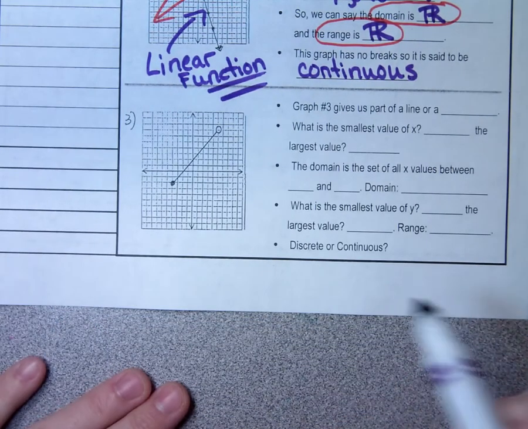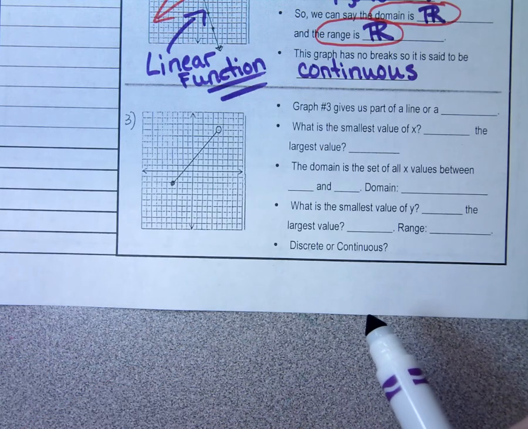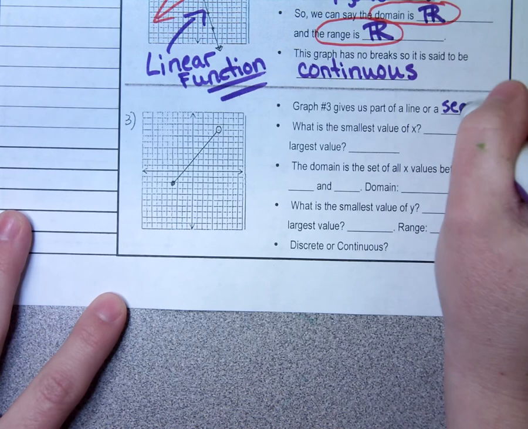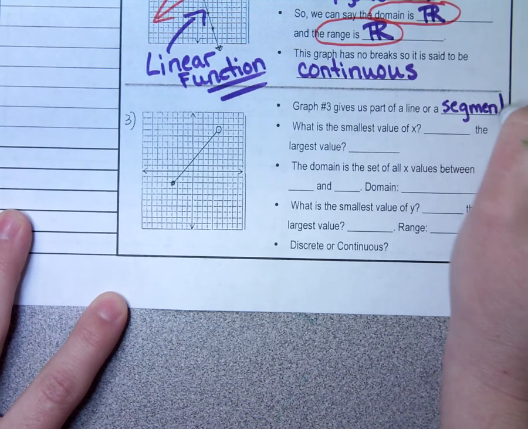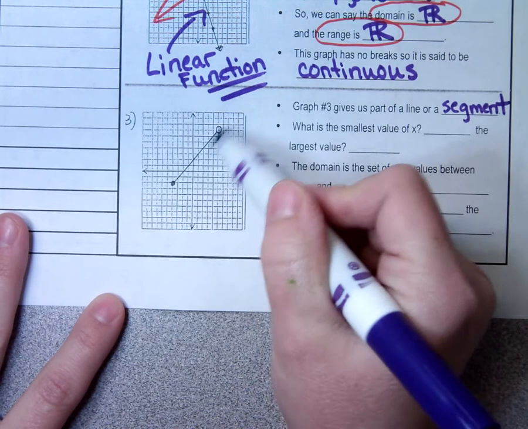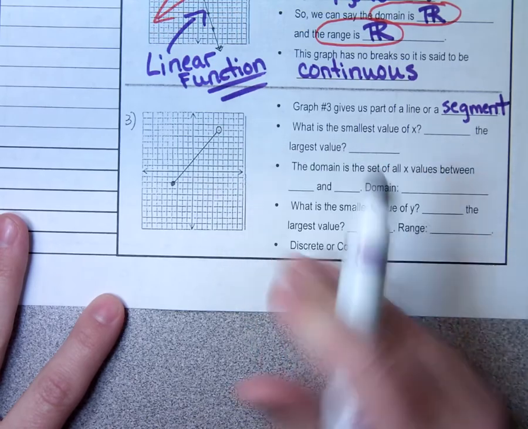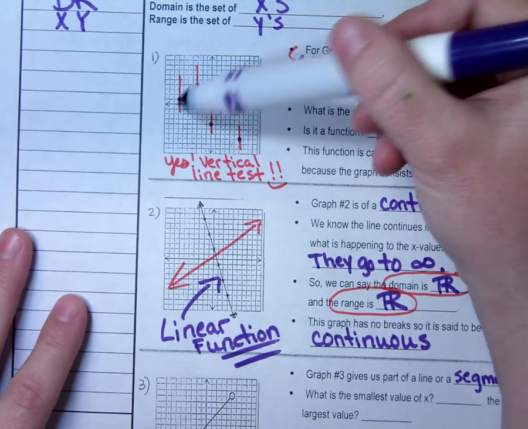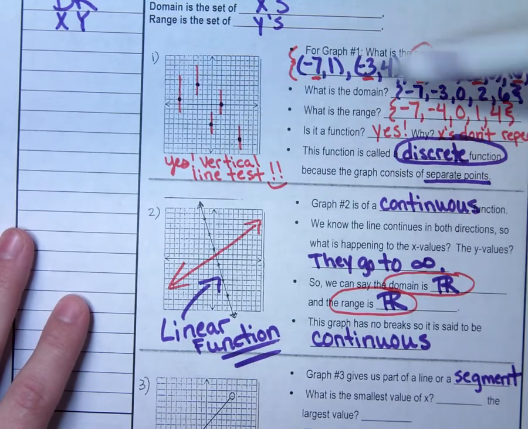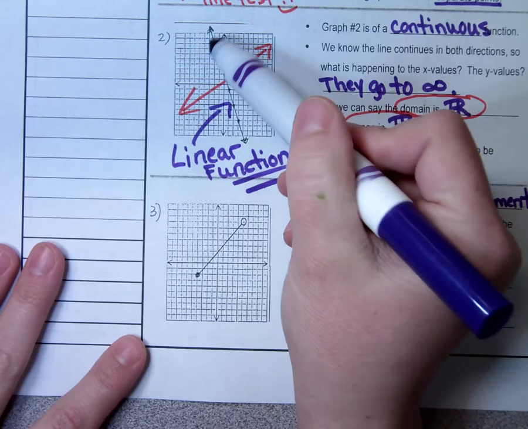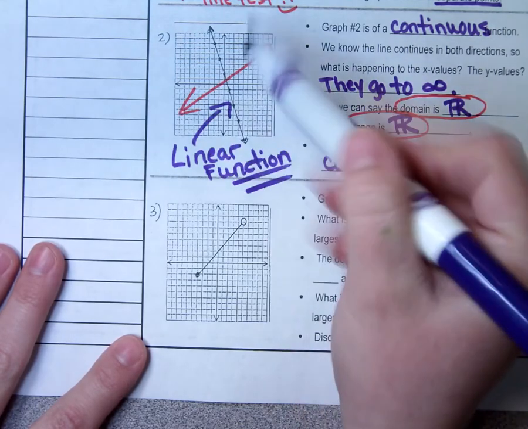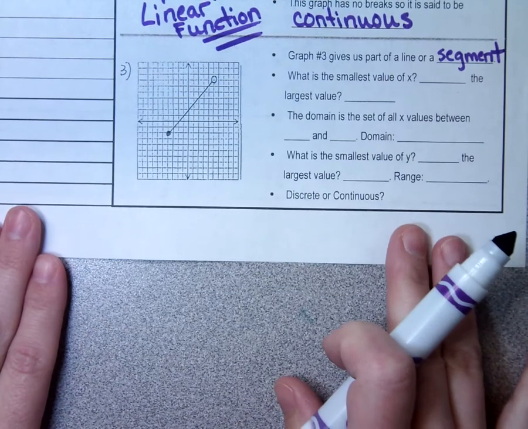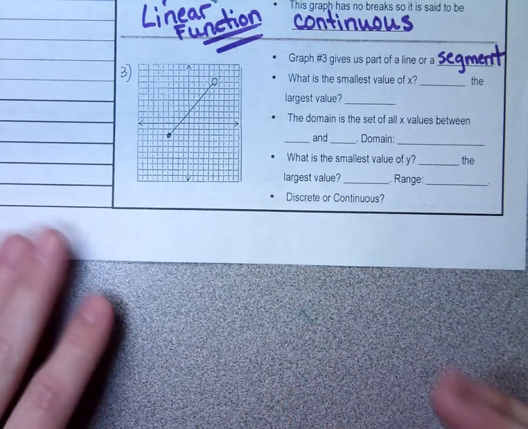Okay, third picture. Graph number 3 gives us part of a line, or a segment. Now this one's new to us. We haven't practiced writing domain or range for a graph like this. We've only done domain and range for our separate points and also for our linear functions, whether they're diagonal lines, vertical lines, or horizontal lines. But we haven't ever done just a piece of a line called a segment.